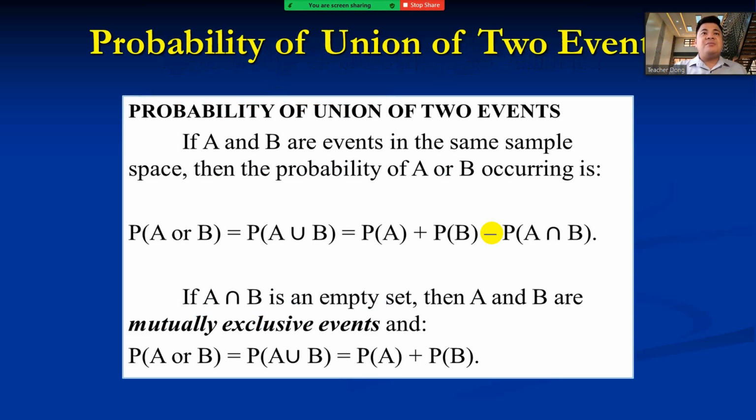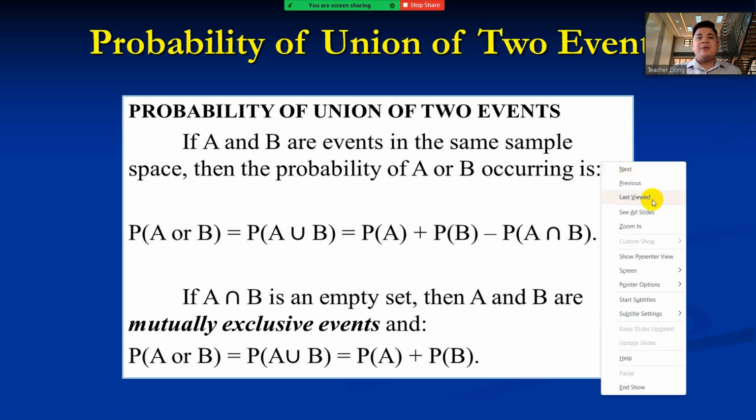But if there are no common elements between the two sets, we call these events mutually exclusive events. So let's talk about the probability of union of two events. If A and B are in the same sample space, then the probability of A or B occurring is the probability of A or B, or A union B. In this topic, the union of two events is indicated by the word or.